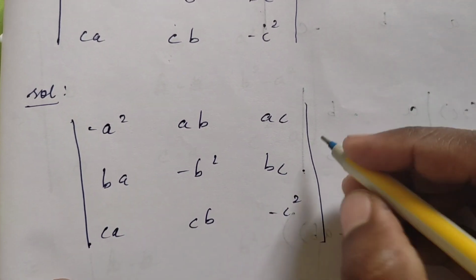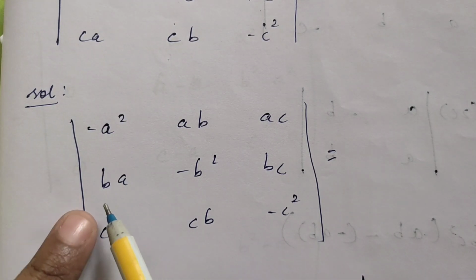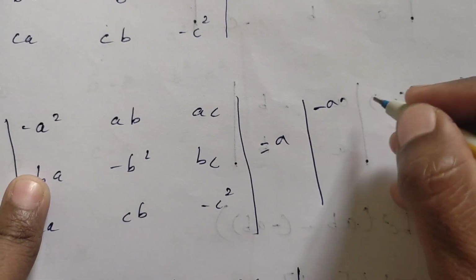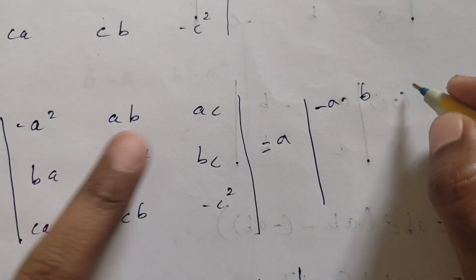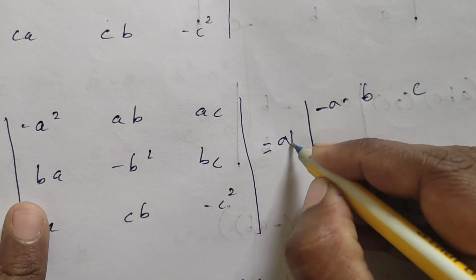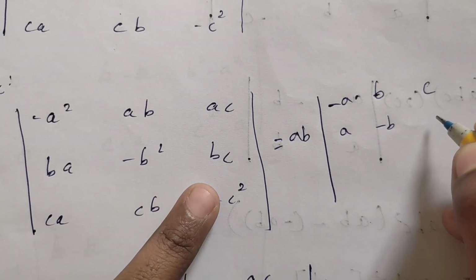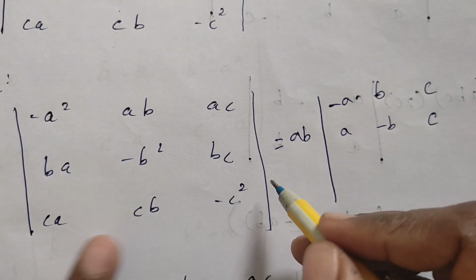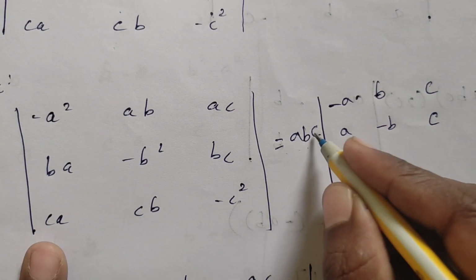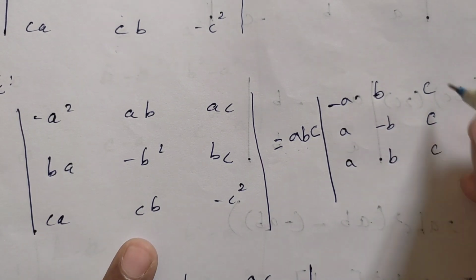What I am going to do is take A from the first row, so A into the determinant minus A, B and C. From the second row I will take B out, so here A, minus B and C. From the third row, let me take C out, so A, B, C is out here. So A, B and C. This is what the determinant is.